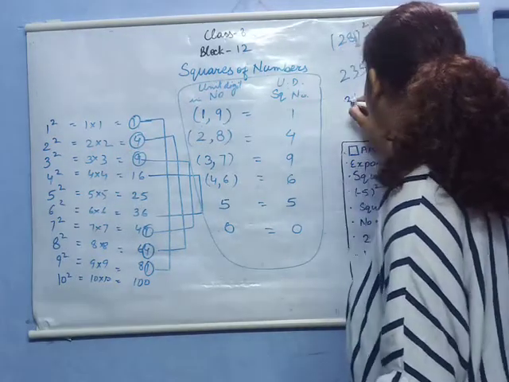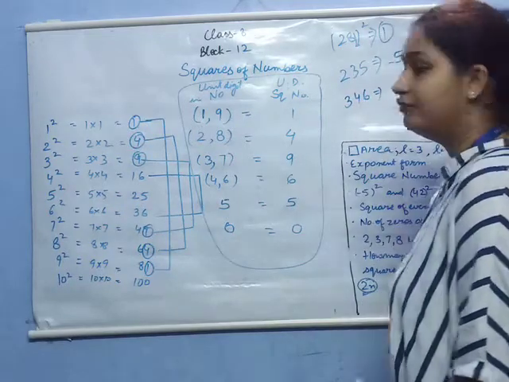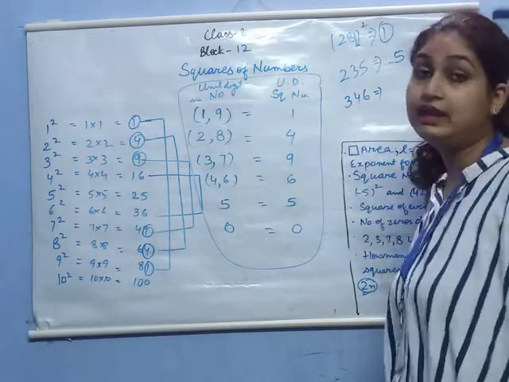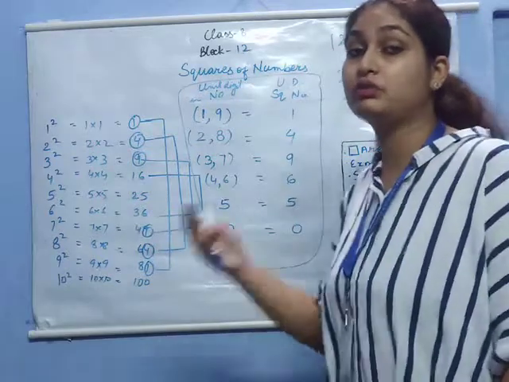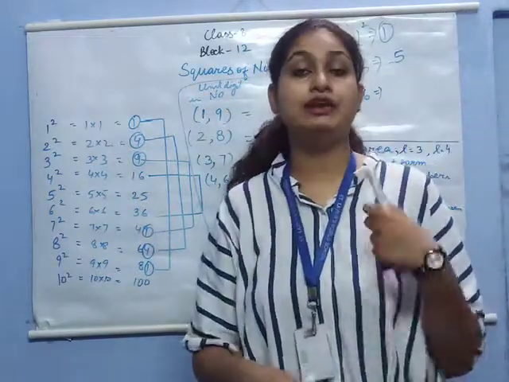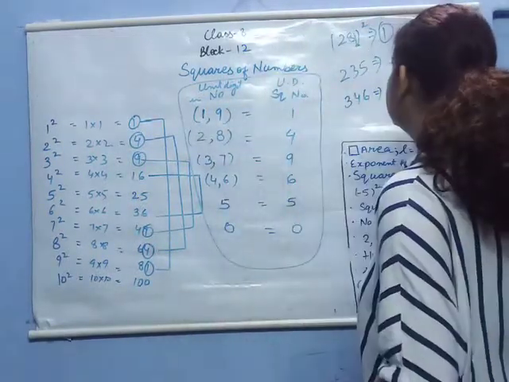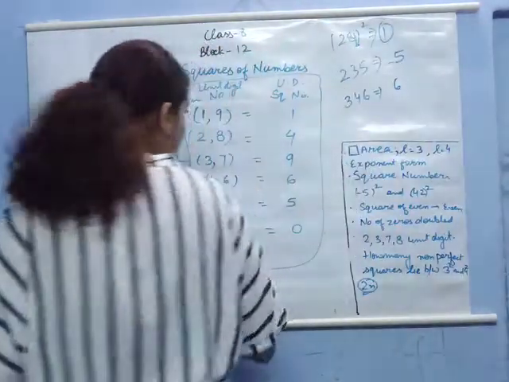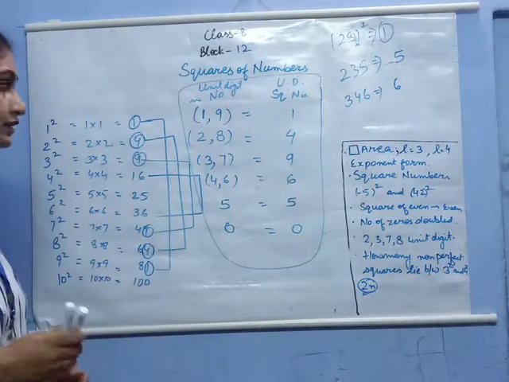Similarly, if it ends up with 6, then the unit digit of a square, if I square it and find the unit digit, will be 6. So this is how we are going to find out the unit digit of the squares.